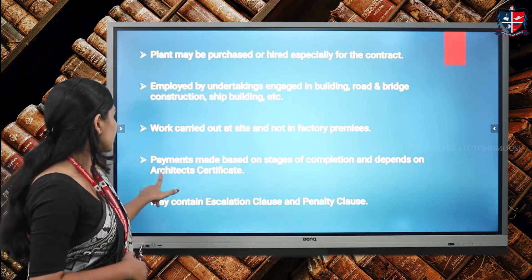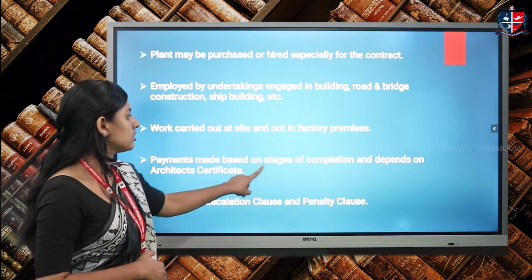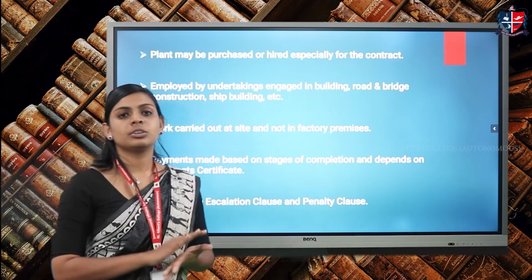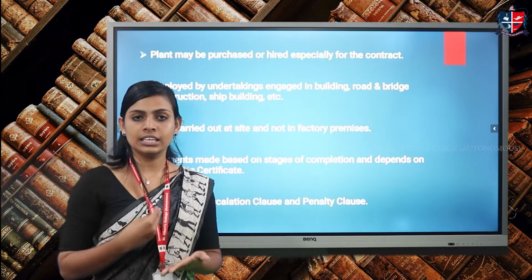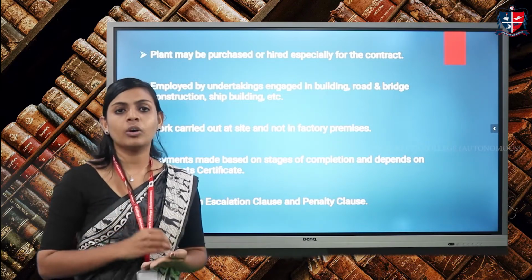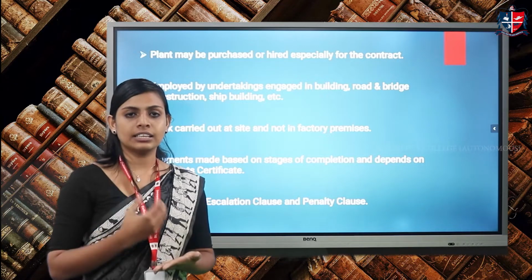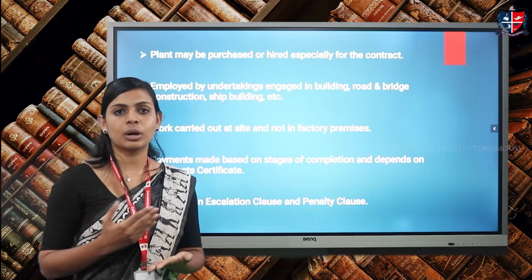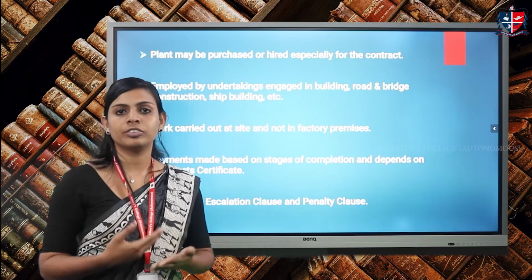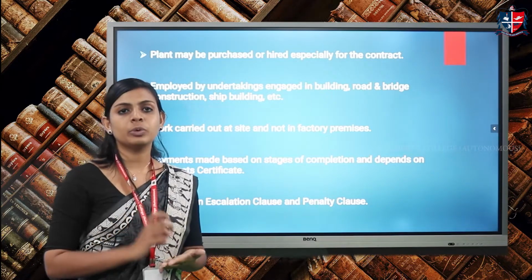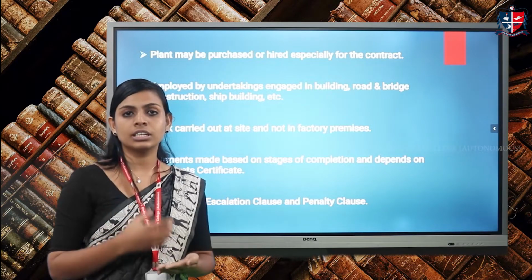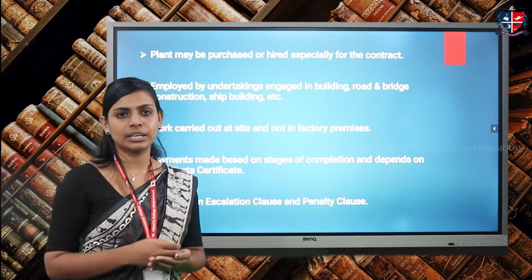The next point is that payments are made based on stages of completion and depend on architect certificates. We know that a contract will take years to complete. So the payment or the profit is not determined at the end. If a contract takes 10 years to complete, it is not possible for a firm to sustain without profit for those 10 years. So the payments will be made in installments, according to the certificates given by the architects.